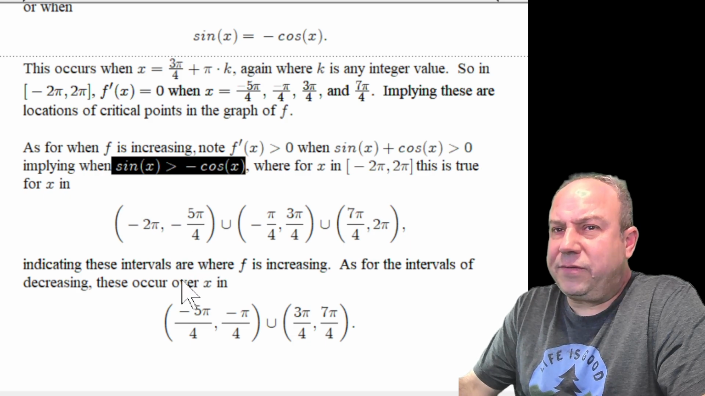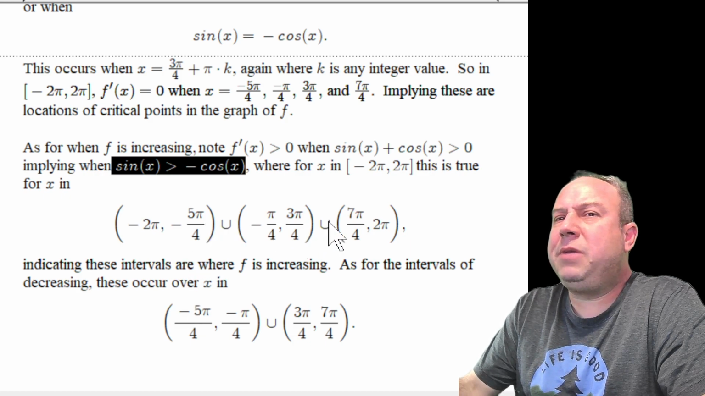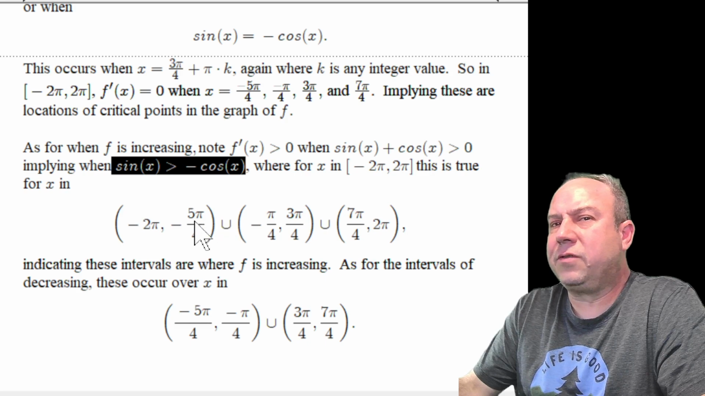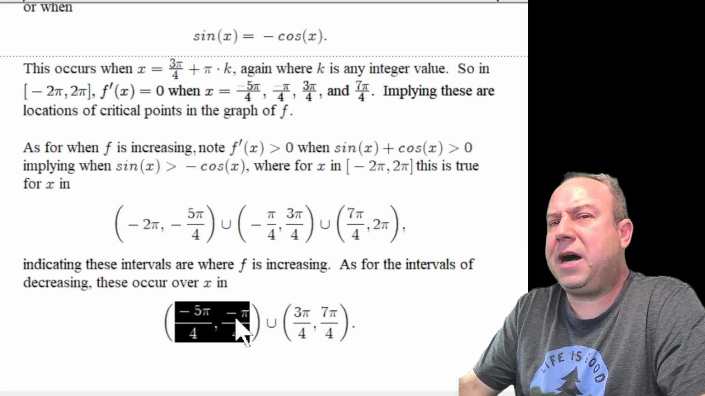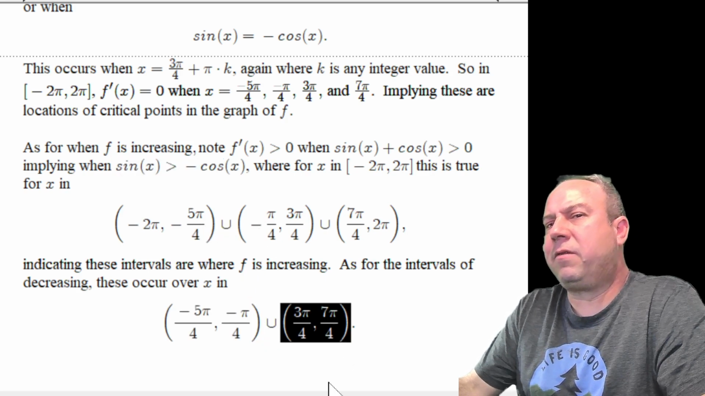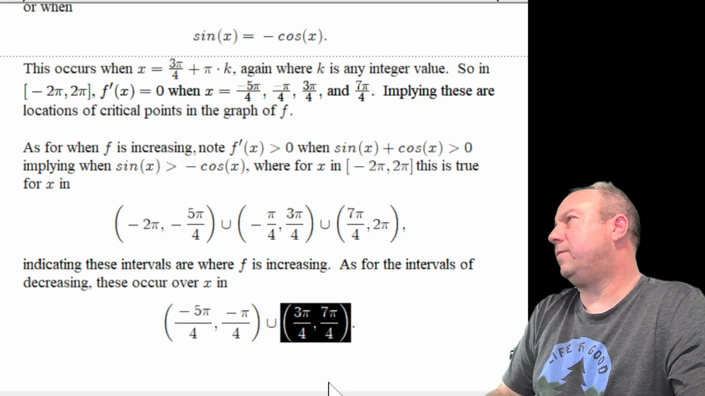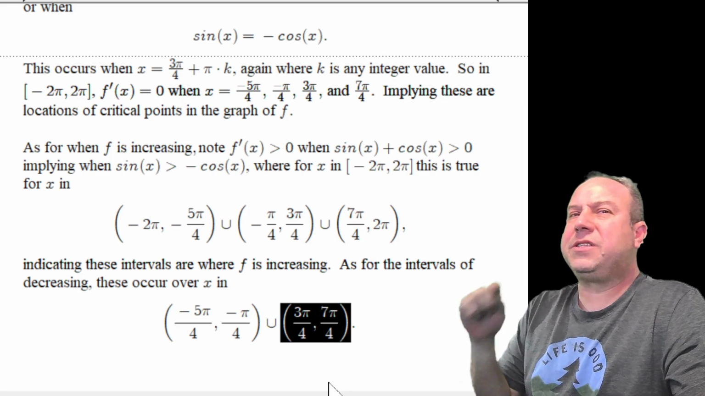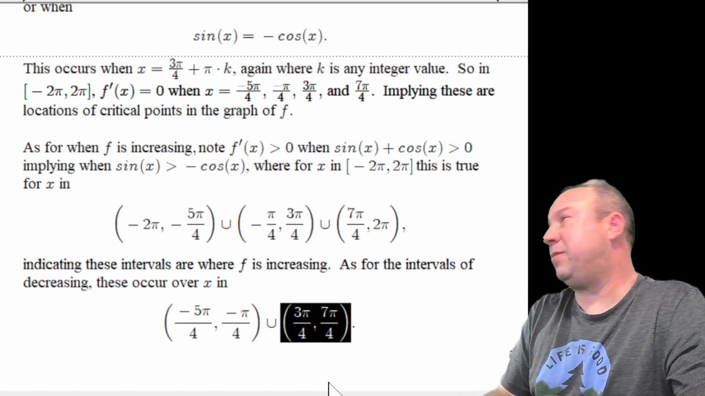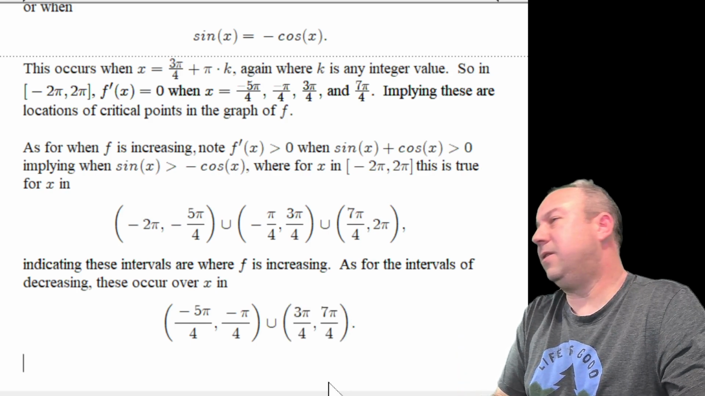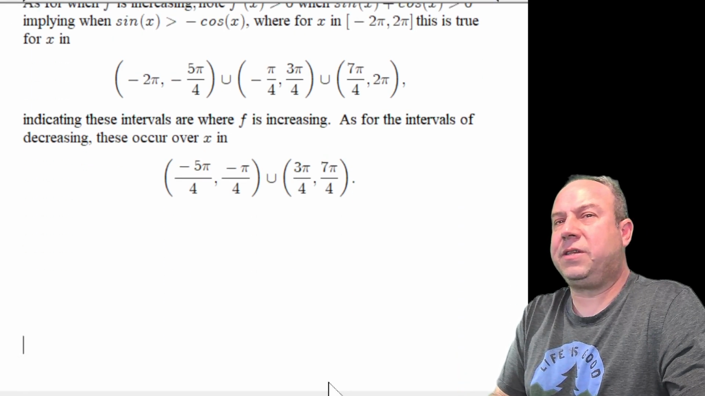As for intervals of decreasing, they will happen in between these intervals, from negative 5 pi over 4 to negative pi over 4, and from 3 pi over 4 to 7 pi over 4. They're going to occur where sine of x is less than the opposite of the cosine of x. And that will occur in those intervals seen there.